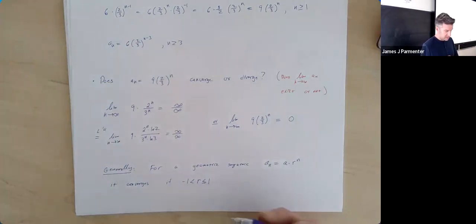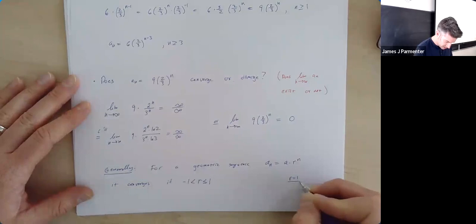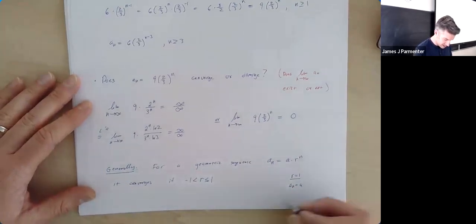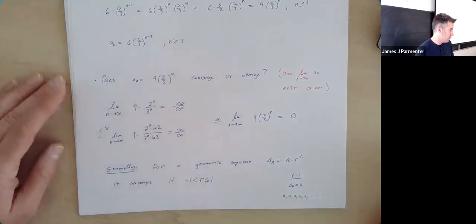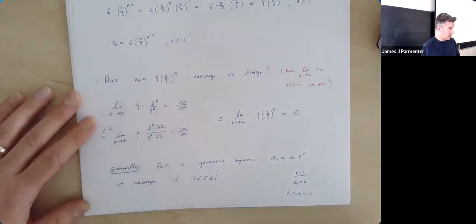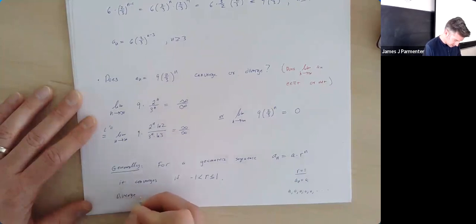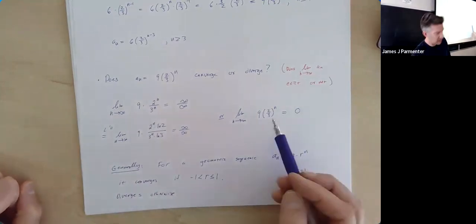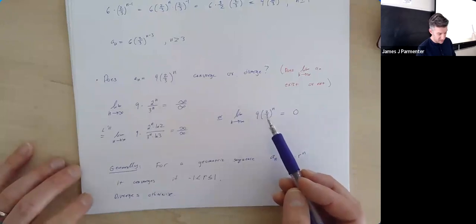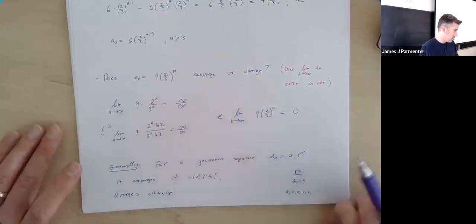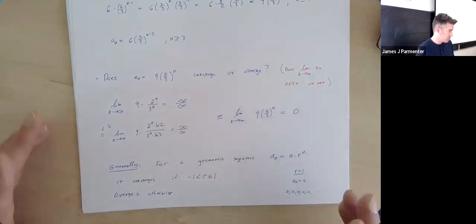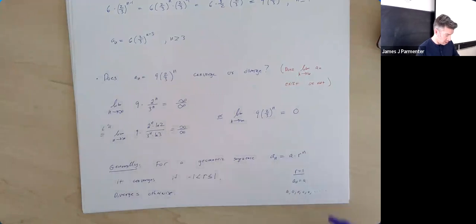Technically, one is okay too, because if r was one, it would just be some boring thing. If r is one, your sequence is a sub n equal to a, which is just the sequence a, which converges to a. Boringly, but converges to a. And it diverges otherwise. So in the future, we'll just say, oh yeah, it converges because your r value, the thing that's being raised to the nth power, is a number between negative one and one. Cool? Question?